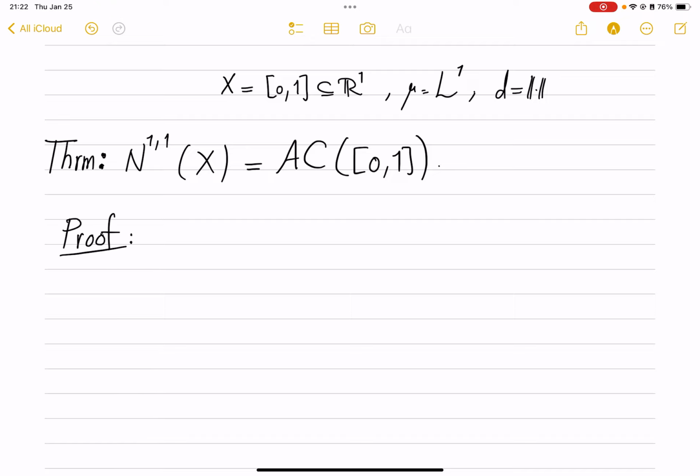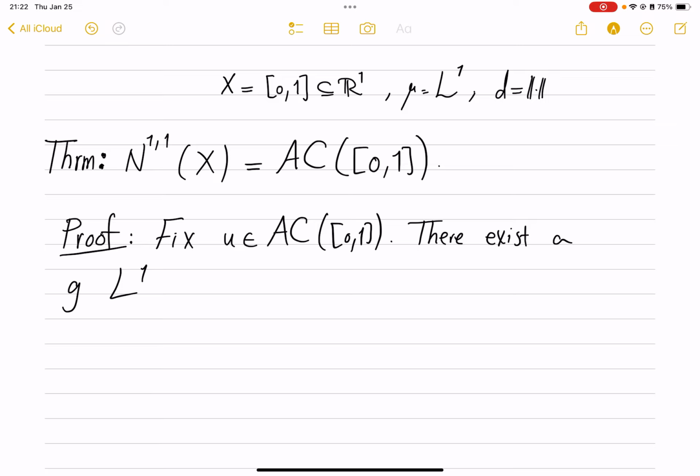Okay, so let's see why, if you are in AC, then you are in the Sobolev class. So fix a function u in the space of absolutely continuous functions on [0,1]. Absolute continuity pretty much only makes sense on compact domains as we have defined it. By Lebesgue's theorem, we know that there exists an integrable function g tilde over the interval [0,1], which is indeed just the classical difference quotient derivative of u, but we don't care what it is exactly.